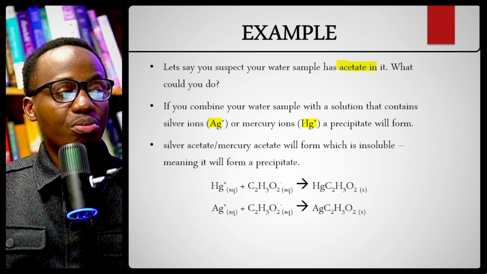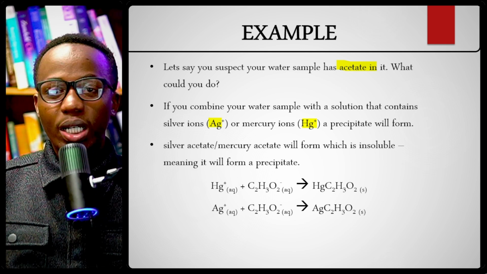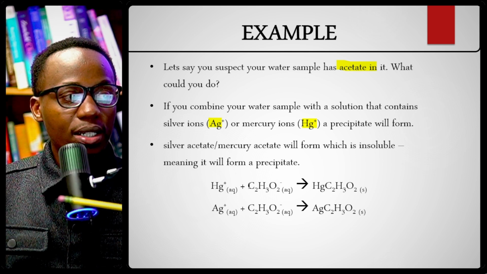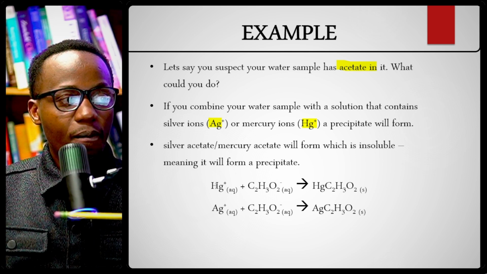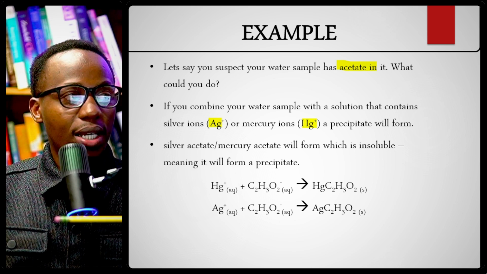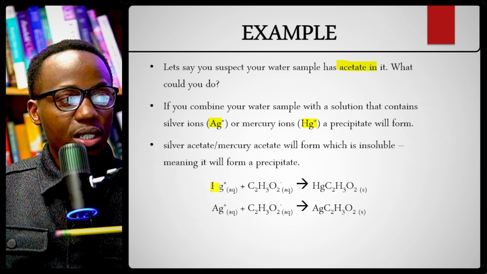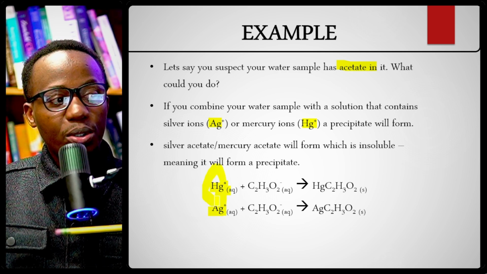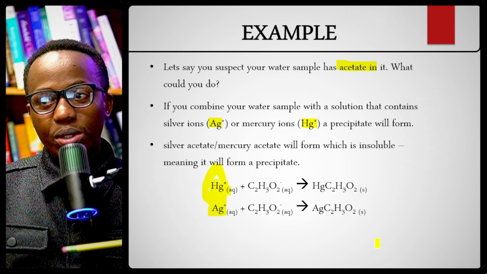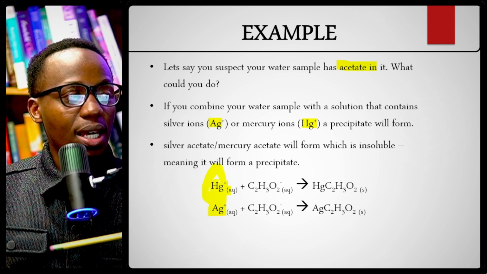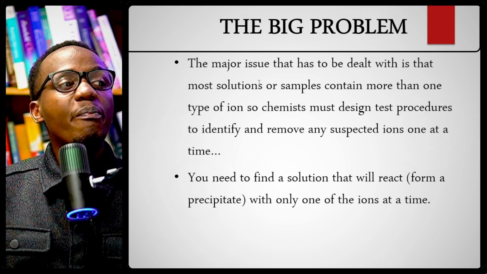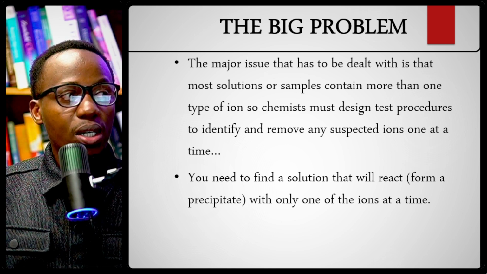Now, one of the biggest problems when it comes to these is that it's not just mercury that can precipitate. For example, if you want to separate mercury and silver, you won't be able to do that because they all precipitate with acetate or something like that. So most of the time in nature, we're going to have a mixture, right?